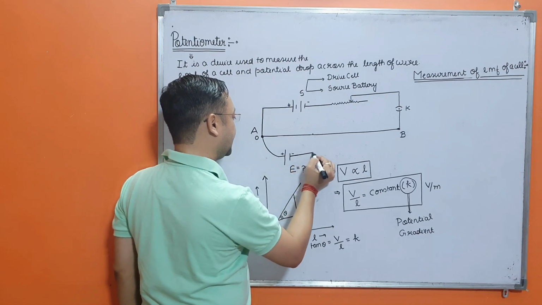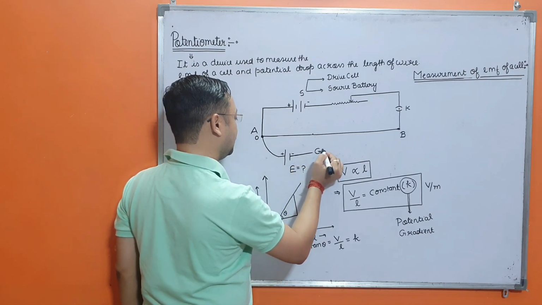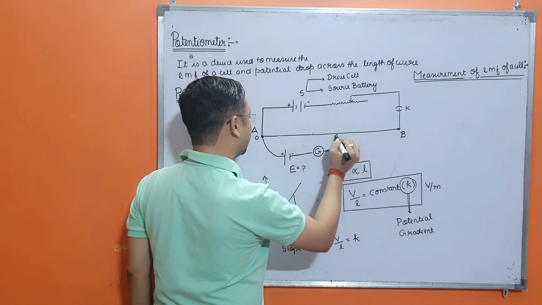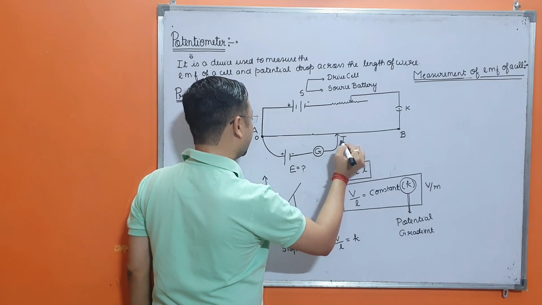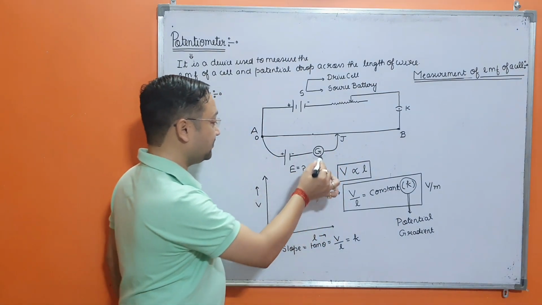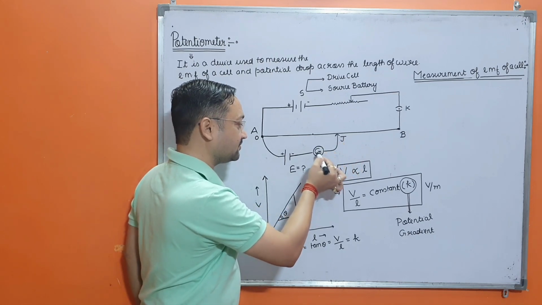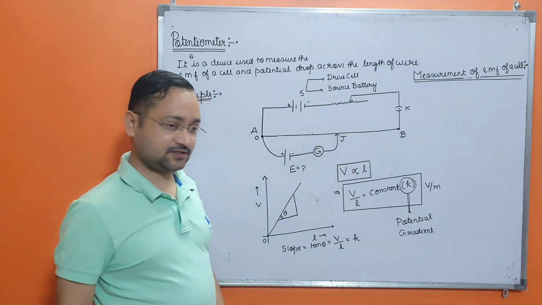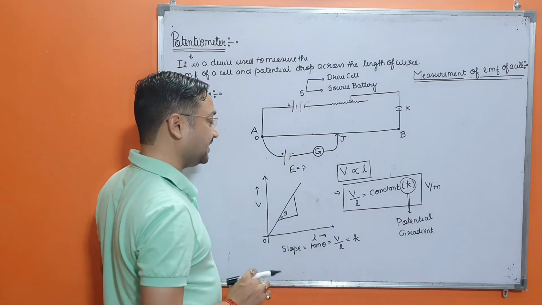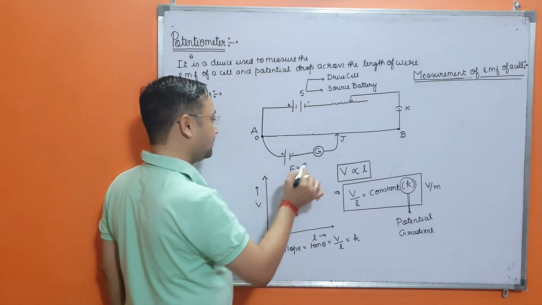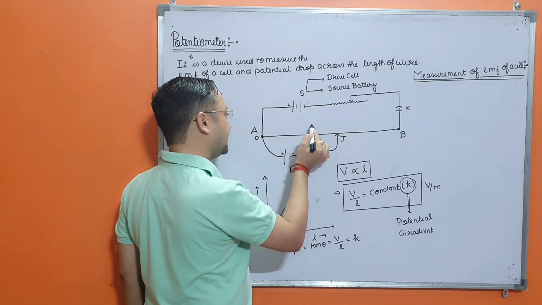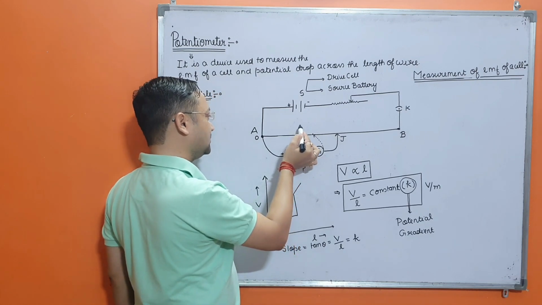From the negative terminal take a wire and connect it to one end of the galvanometer, and the other end of the galvanometer is connected to a pencil jockey. We know the role of this galvanometer: whenever there is a current in this branch, there must be a deflection in the galvanometer. Now we want to measure the EMF of the cell. First we put the jockey at this point, and we find that the deflection in the galvanometer is towards the left side.